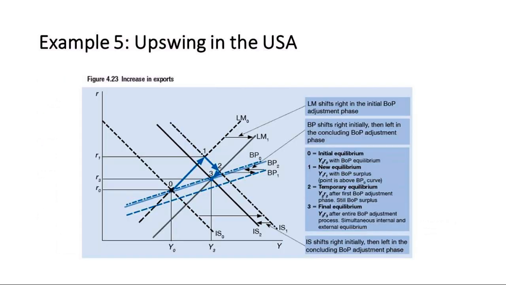Now, in this example, we're looking at the case of an upswing in the US economy. So it goes well in the US economy, and that means an increase in imports from South Africa. Or from the South African side, it means an increase in exports to the US. And that's a very positive thing. What is the impact of such a change on the macroeconomy?